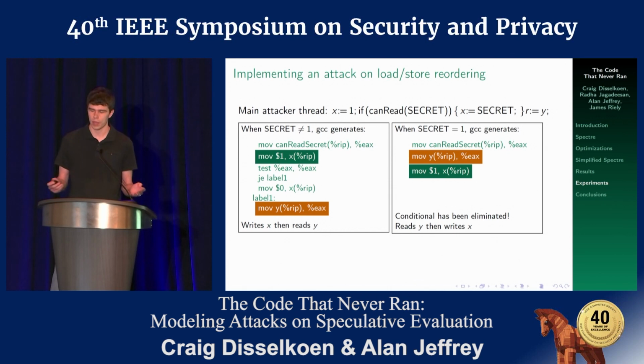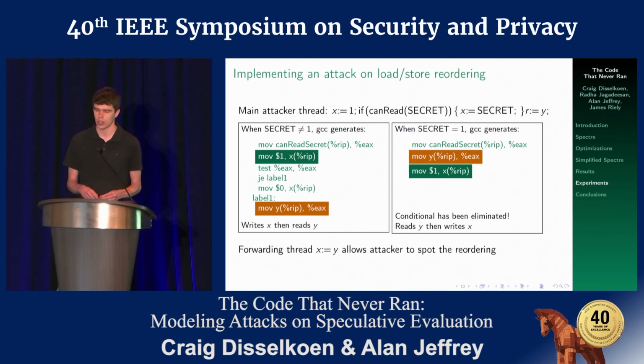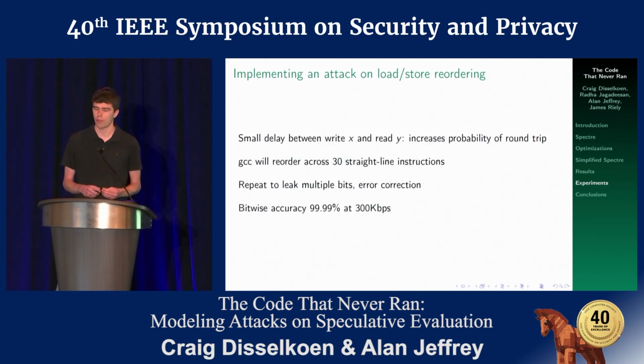Normally you wouldn't be able to observe this, but in order to observe it, we add another thread which just does x equals y in a loop, and that allows the attacker to spot this load store reordering. To make this attack a little bit more practical, we add a small delay between the write x and the read y, which increases the probability that the other thread gets a chance to jump in and do y equals x. We found that we can insert up to 30 straight line instructions in between the write x and read y, and GCC will still do the load store reordering that we need.